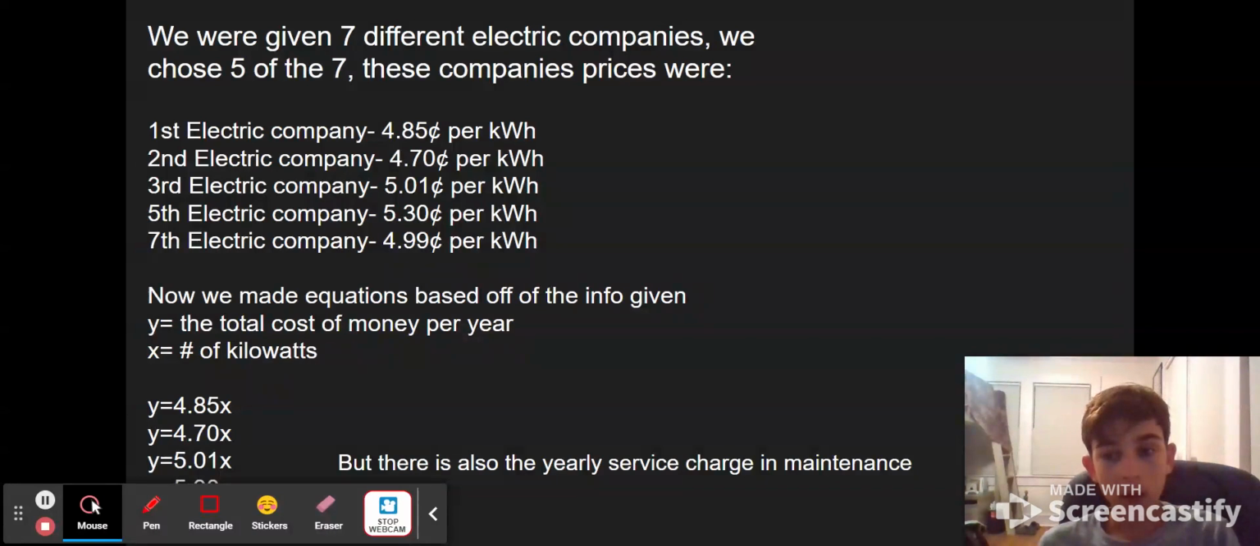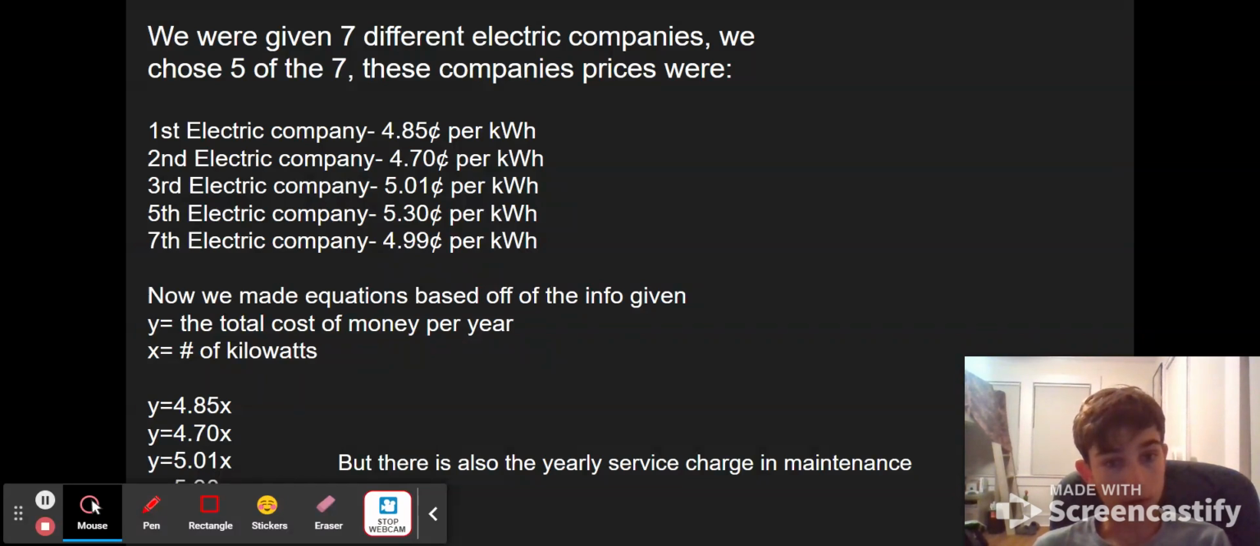So we had seven different electric companies contact us, and I chose five of these seven, and here were the companies' prices. So the first electric company offered us 4.85 cents per kilowatt hour. Now, yes, it actually is a fraction of a cent. It is not like $4.85. It is 4.85 cents. So just wanted to clear that up.